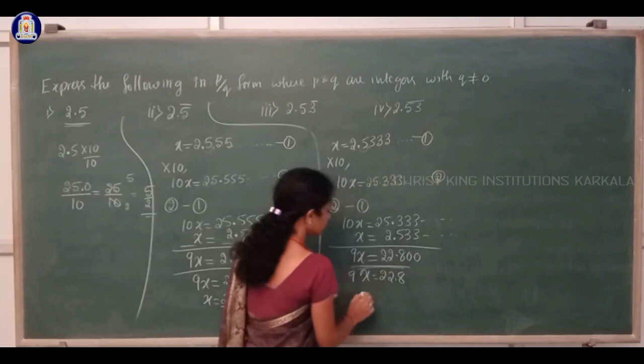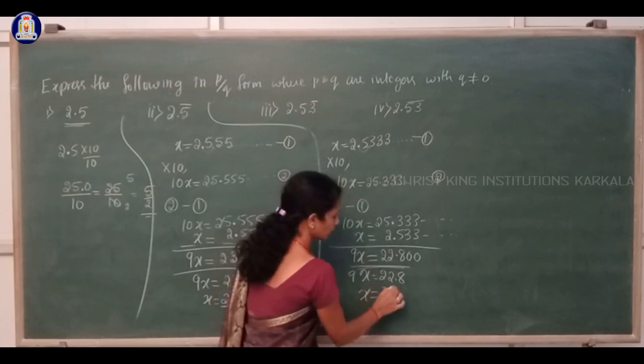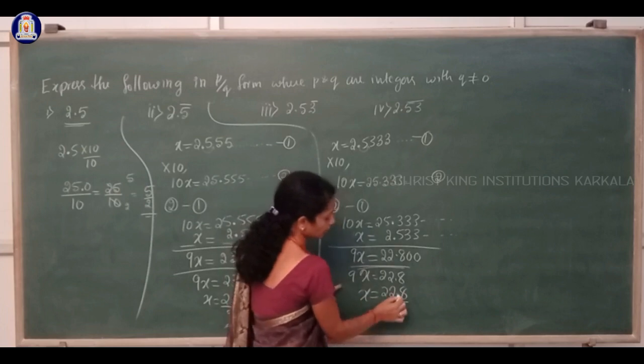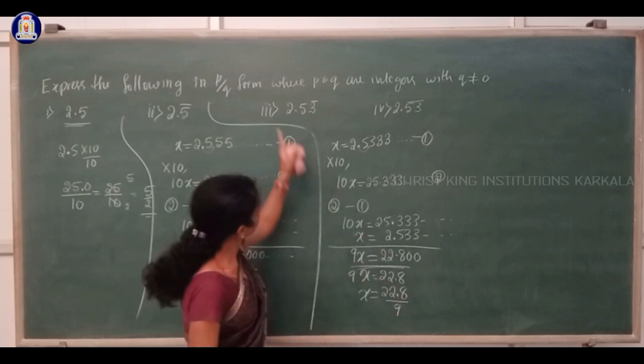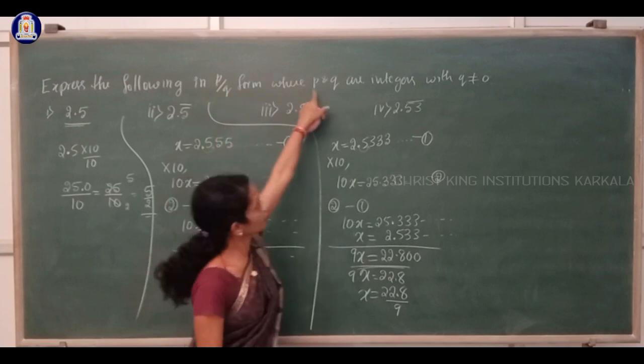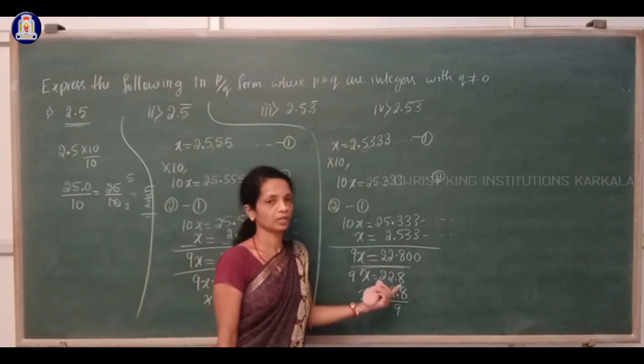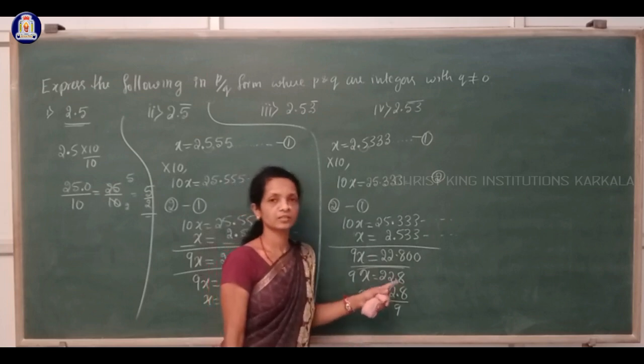And from this, what is x equal to? x is equal to 22.8 into 9, the other side as dividing by 9. But here we have to express in a p by q form where both p and q must be integers. But here we have a decimal number in the numerator. So how to make that an integer?